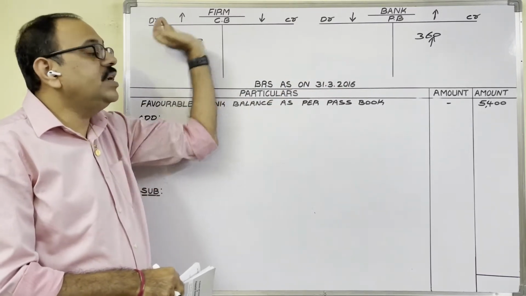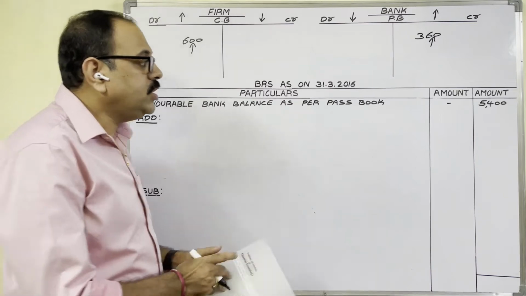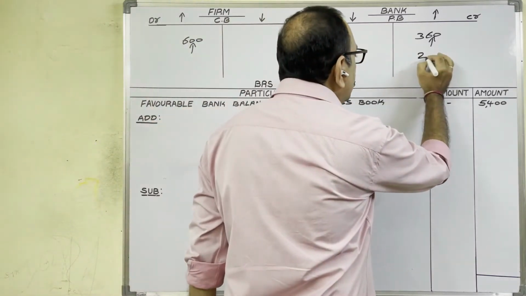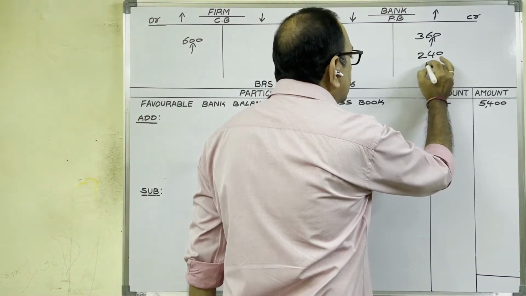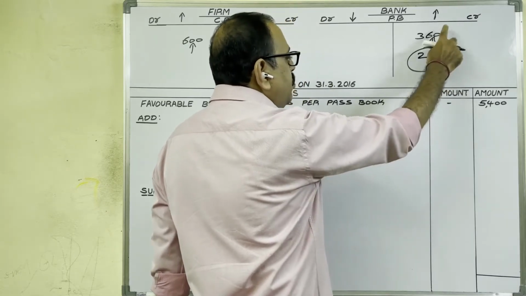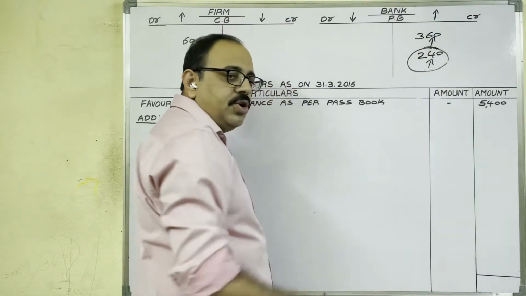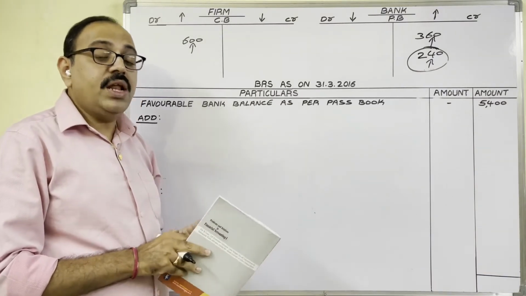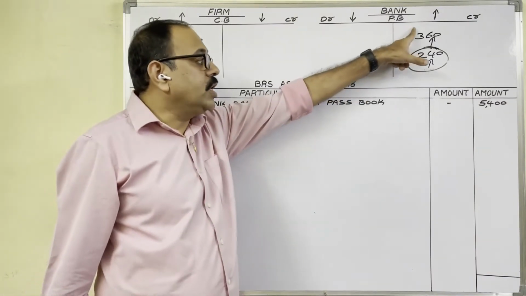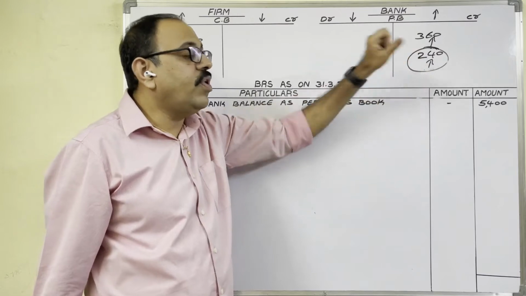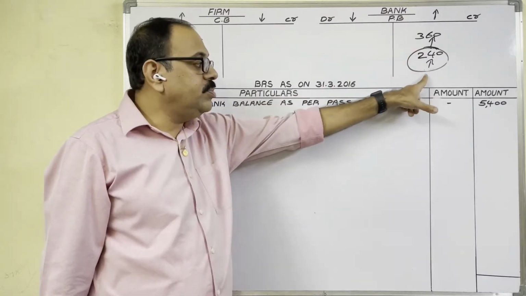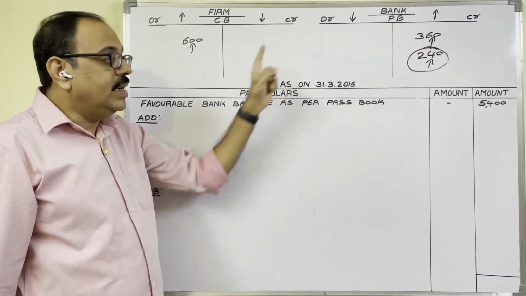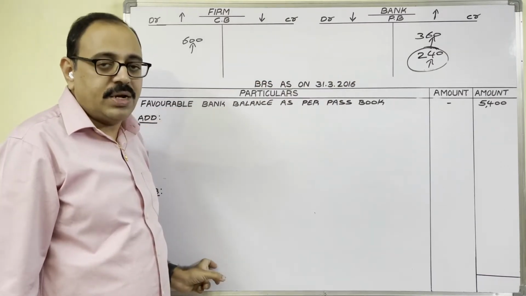In cash book 600 is increased, no. In passbook, if you increase more 240 rupees, then 360 plus 240 becomes 600 rupees. Now two books balances are same. So finally our answer is in passbook we should increase 240 rupees. Increase means we should add. Decrease means we should subtract.